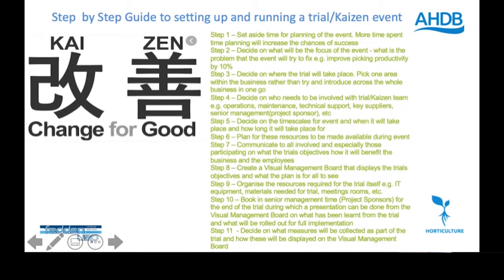Decide on what it is that you want to achieve. So improving picking productivity by 10%. So try and put a target on it like that. So you pick something that can be measured and something that you can actually set a target against.